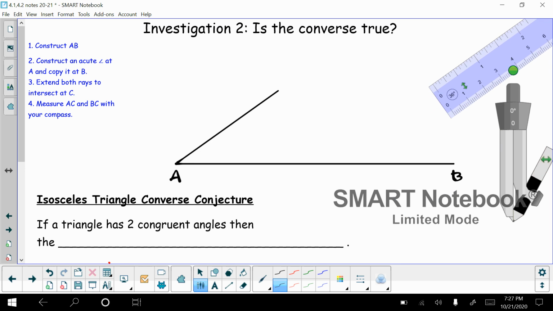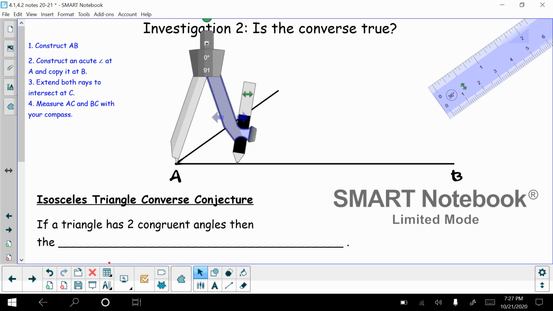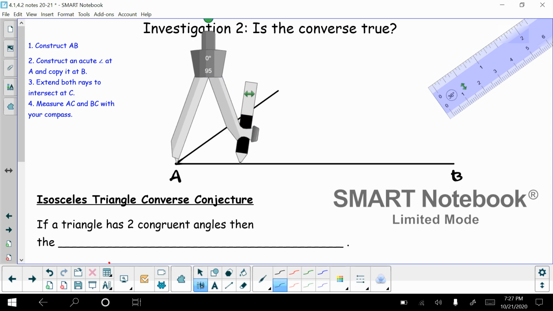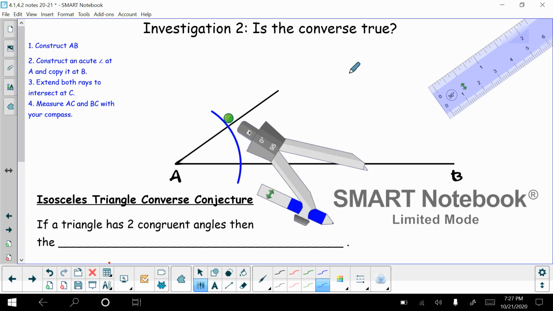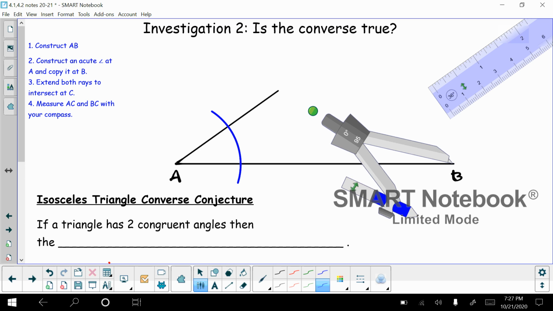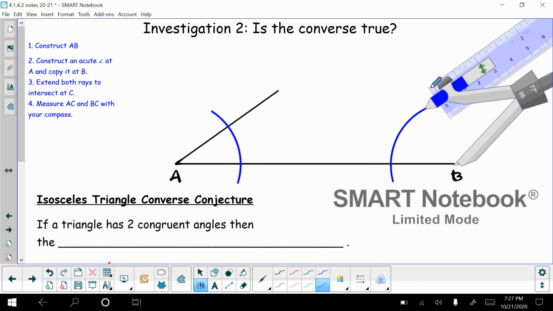And it says copy that angle at B. Okay, so now let's get our compass, and then we are going to copy an angle. So you should know how to copy an angle. It's 3 simple arcs. I'm going to make an arc on the angle I want to copy, and I'm going to copy it at B. So I'm going to come over here and place it at B and make that same arc.